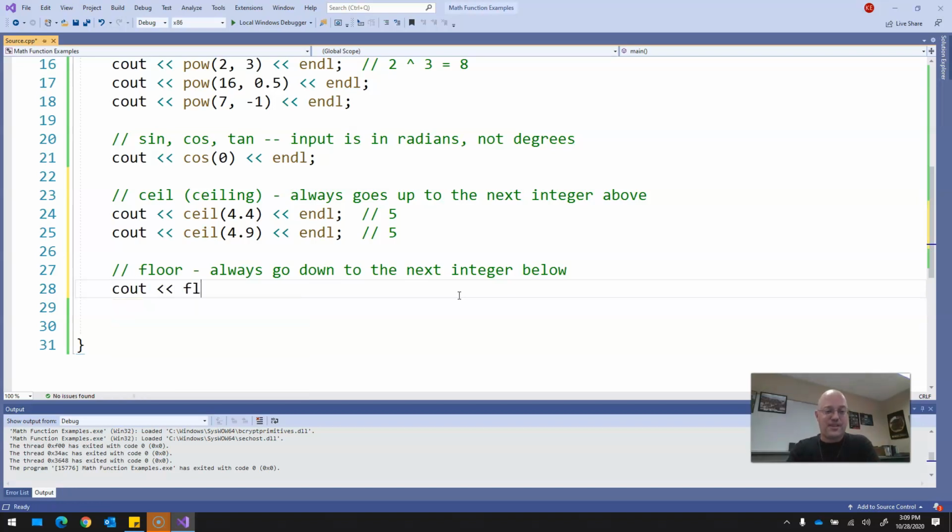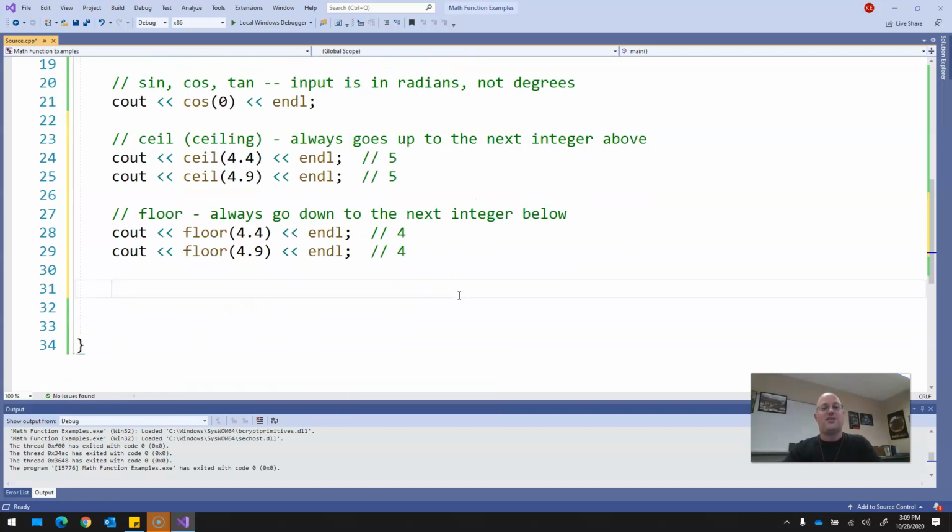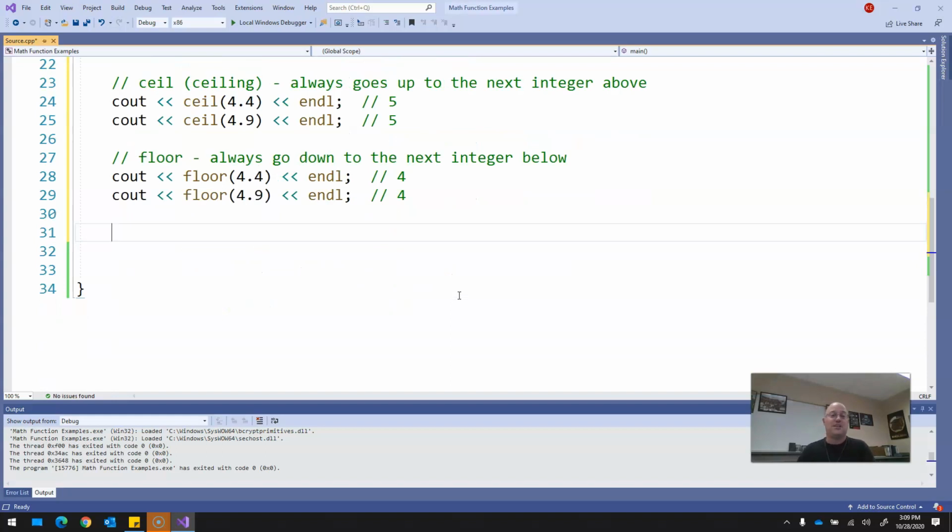Floor, if I have a floor of 4.4, that's going to give me 4. But if I have, what's the floor of 4.9, that's also going to give me 4. It'll always go to the next integer to the left of, or if you want to think of it that way, below that value.